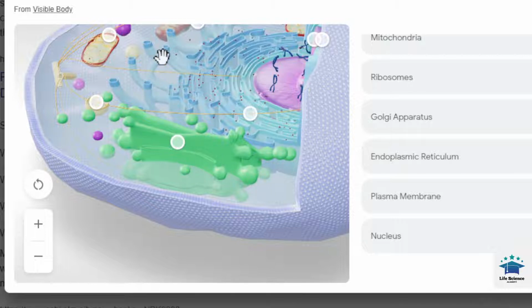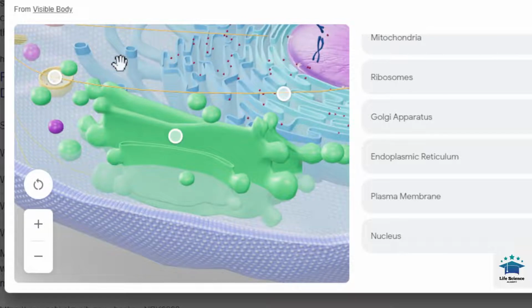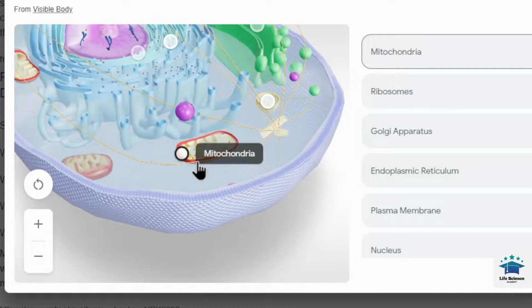And this is the smooth endoplasmic reticulum. Here, can you see there is no presence of ribosomes? This is the smooth endoplasmic reticulum.